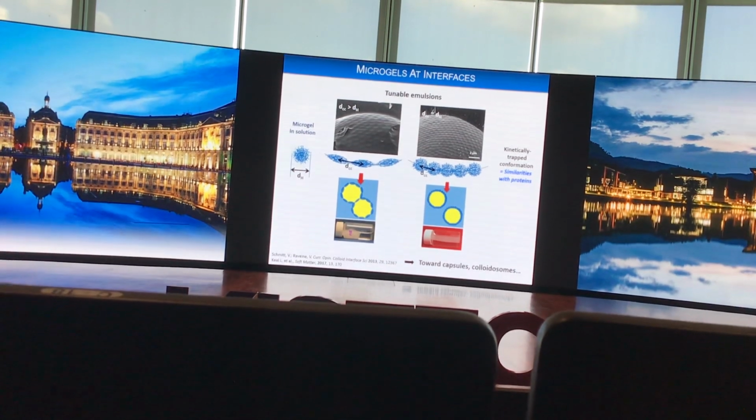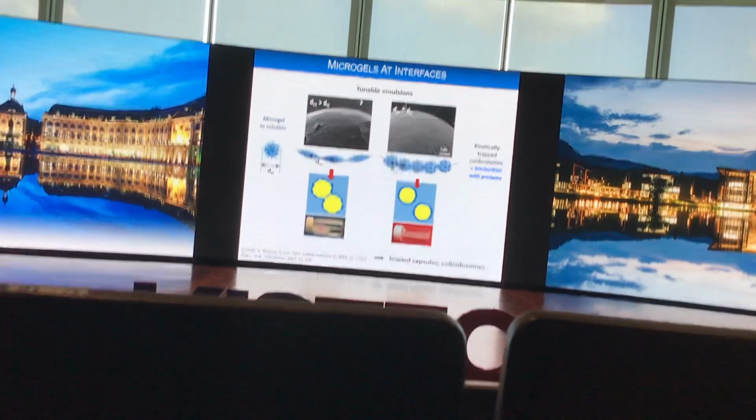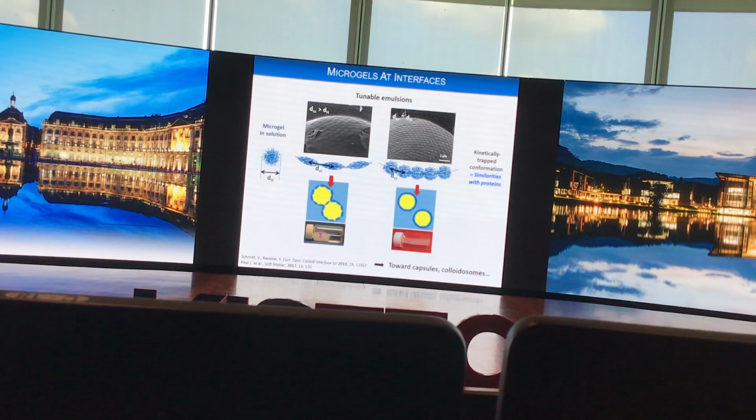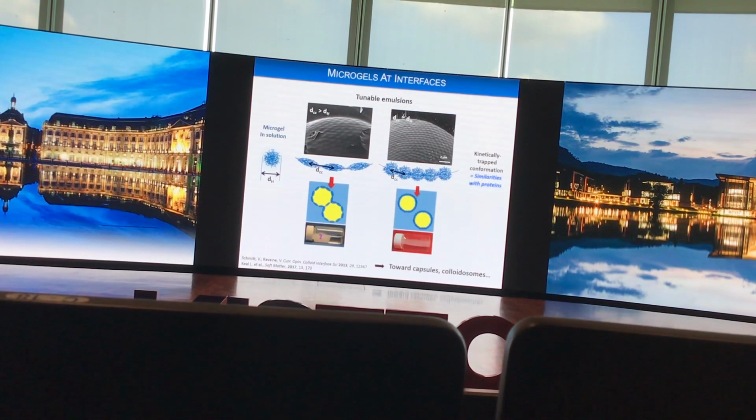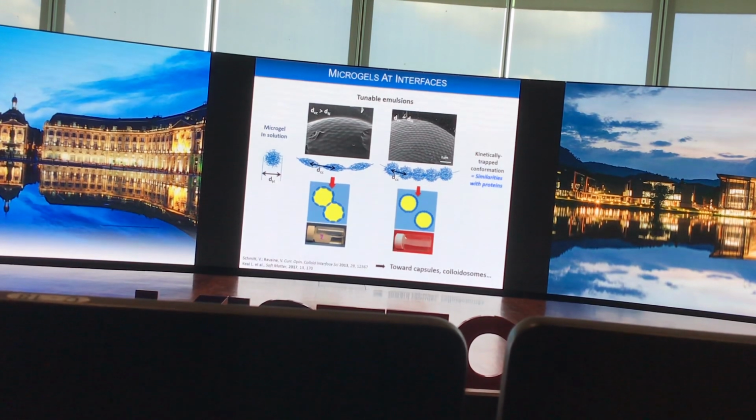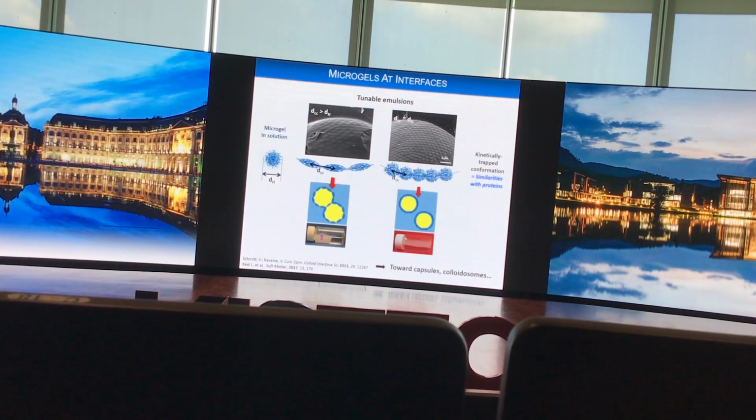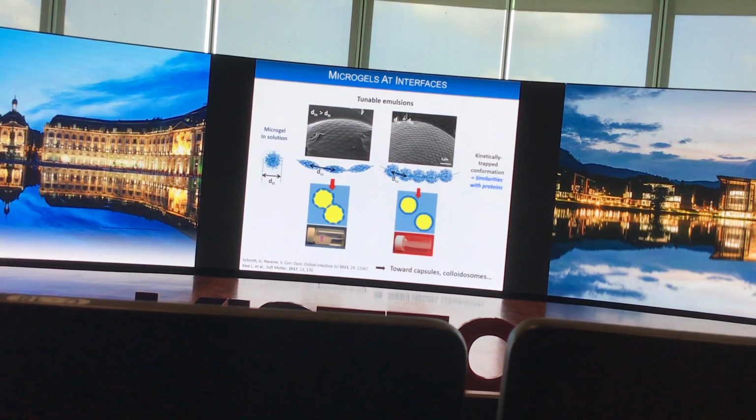And through these assemblies, we can go towards more sophisticated materials for encapsulation, and for example, we can make colloidosomes out of that. And also we can imagine many types of hierarchical systems.